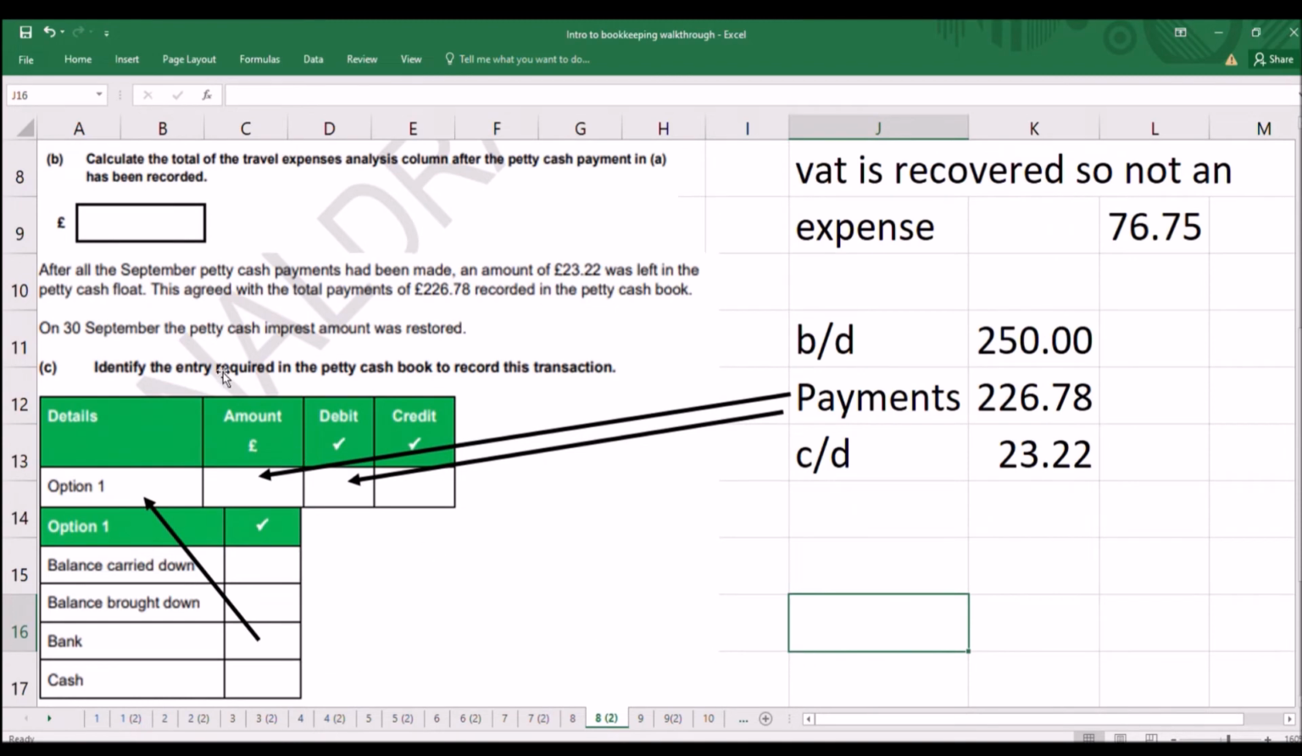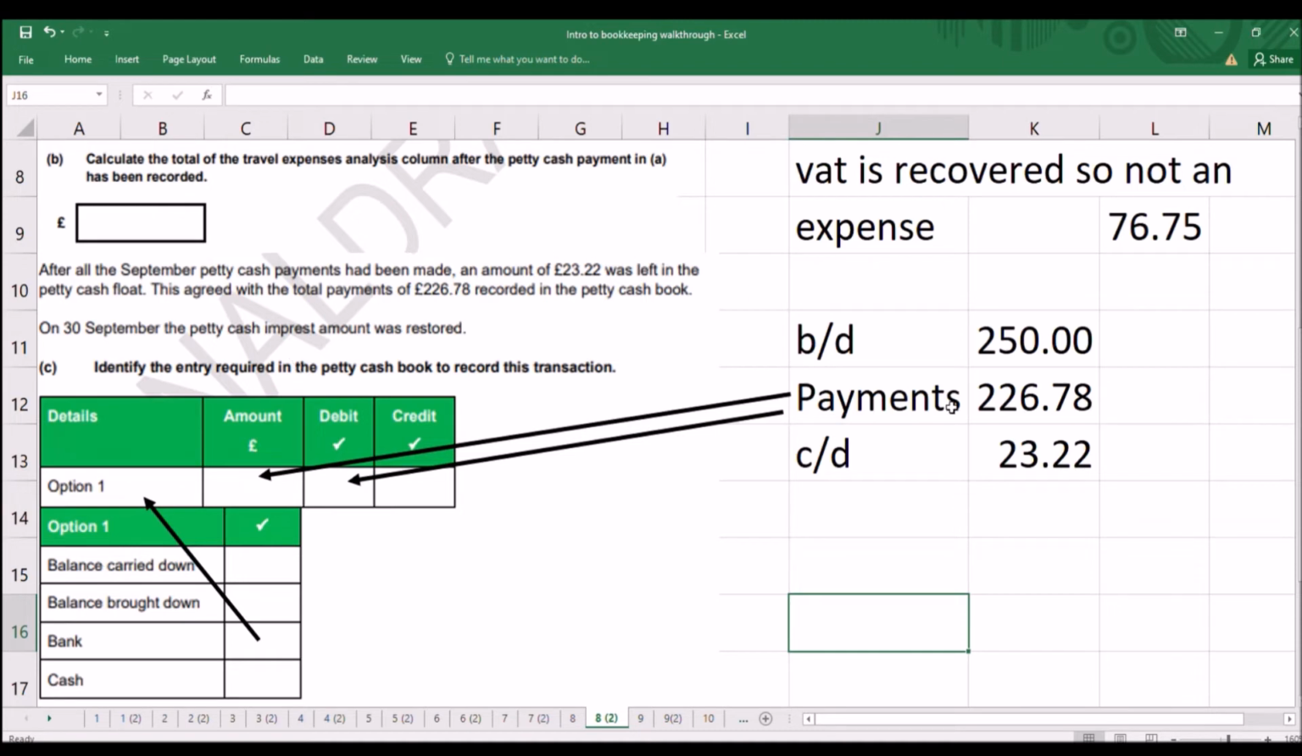After all the September petty cash payments have been made, an amount of £23.22 was left in the petty cash float. And it was agreed that with total payments, and there's total payments of £226 in here, on the 30th of September, the petty cash imprest amount was restored. So, what does imprest mean? Imprest actually, I think, is from the Italian impresso, which means loan. So it's a loan amount to the petty cash, which is here.